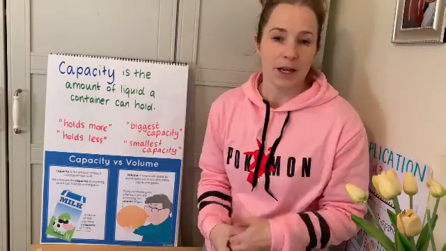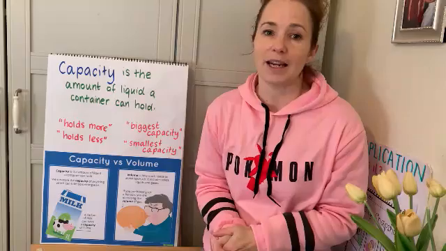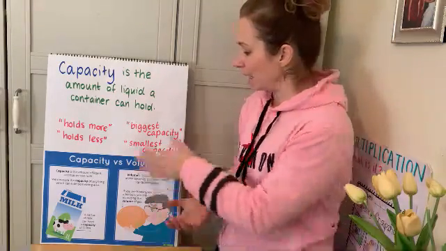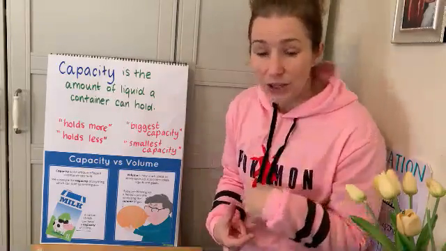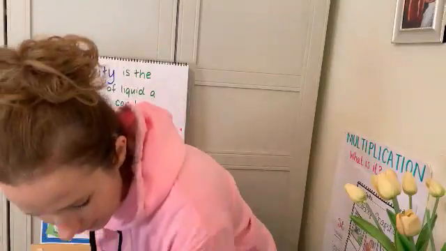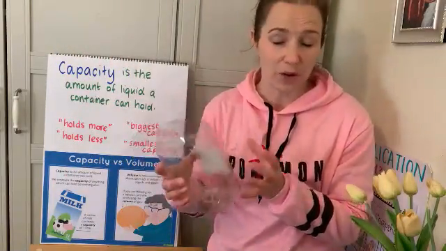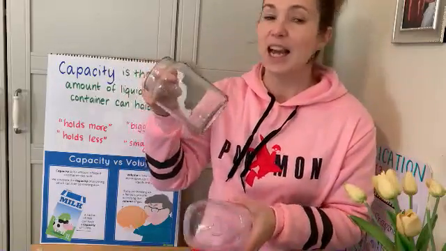You're going to do an experiment today where we find 5 different containers in our house, and work out which one has the biggest capacity and which one has the smallest capacity. Your containers can be anything. They can be plastic bottles or recyclable items, little plastic cups like that, or even glass jars, anything at all.